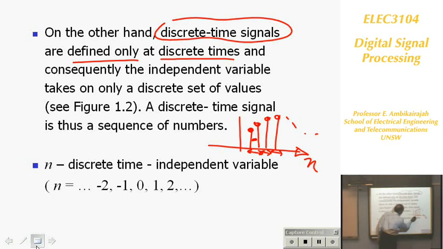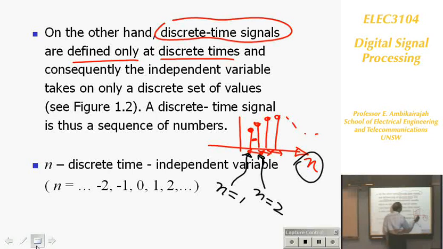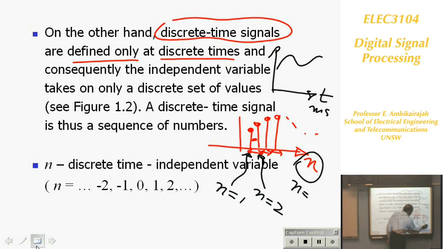And this position, the position number 1 there, we call it n equal to 1. That is, we call n equal to 2 and so on. So this is an integer value. In a continuous time signal t, this will be in milliseconds or seconds, and here n equals 0, 1, 2 and so on.